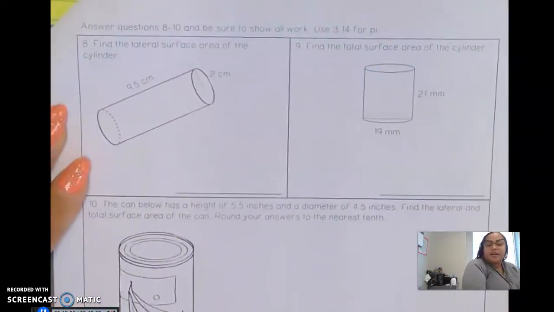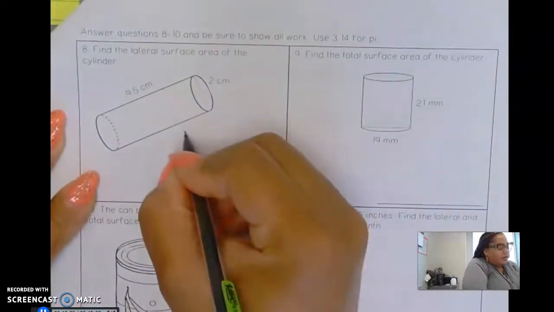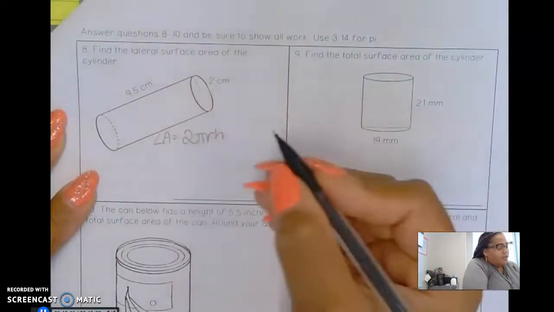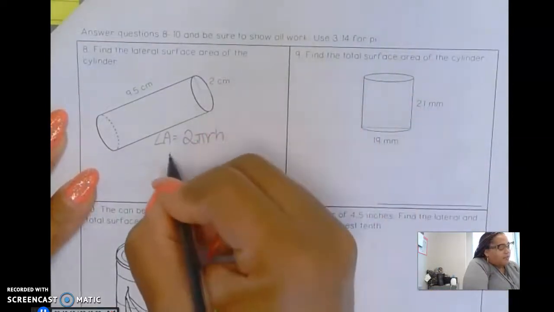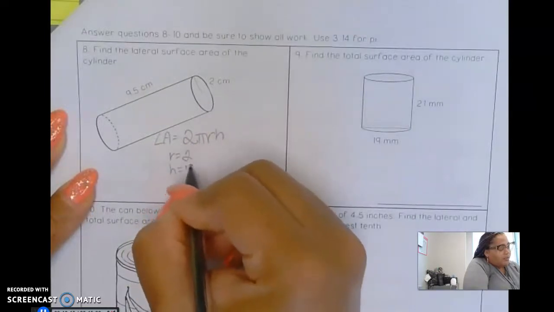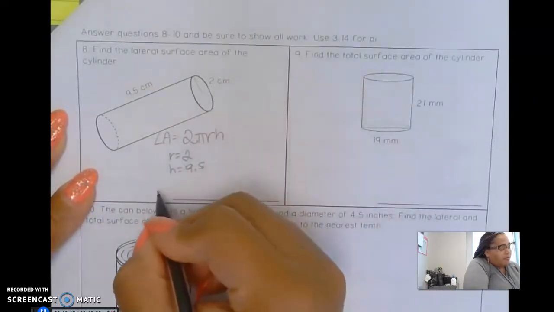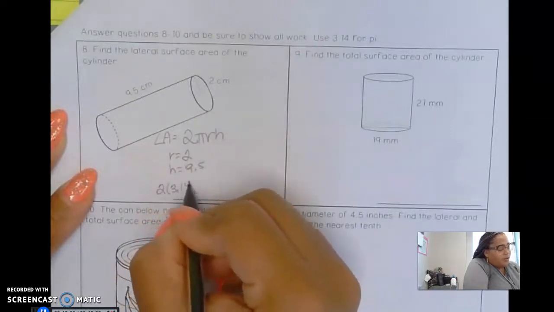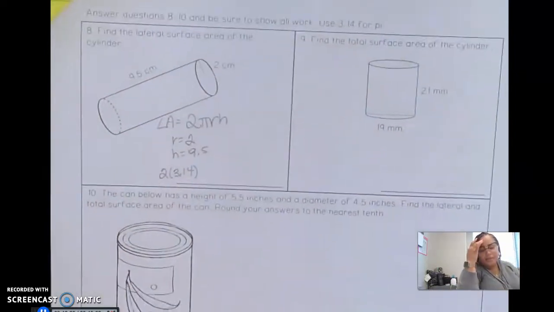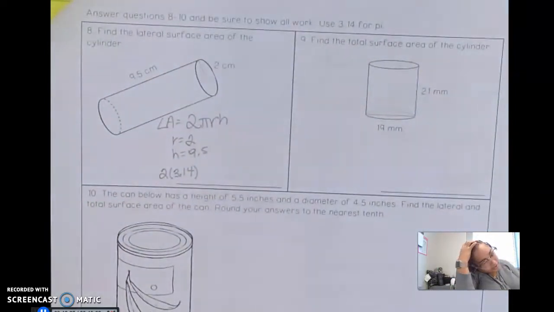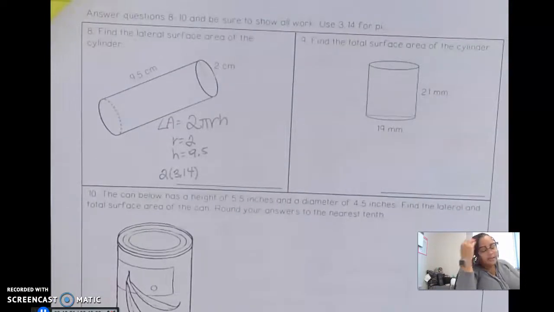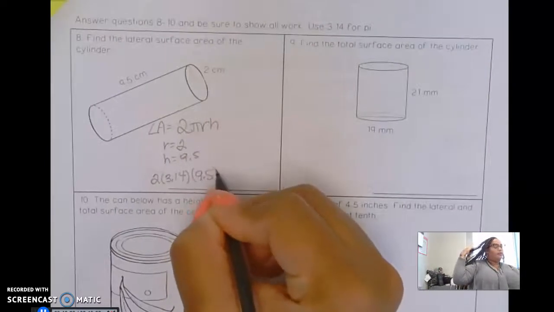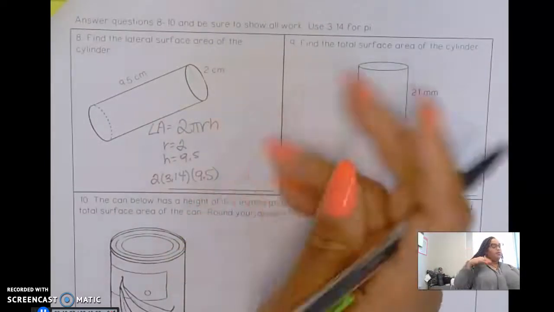All right, the next part, number 8. Find the lateral surface area of the cylinder. So lateral surface area of a cylinder is 2 pi r h. So this is my r. My h is 9.5. So I'm going to plug it in. 2 times pi. You can use 3.14. You can use a calculator button. I think both answers are entered as accurate into Skyward, so you should get it right regardless. Times 9.5. Oh, it should be times 2.